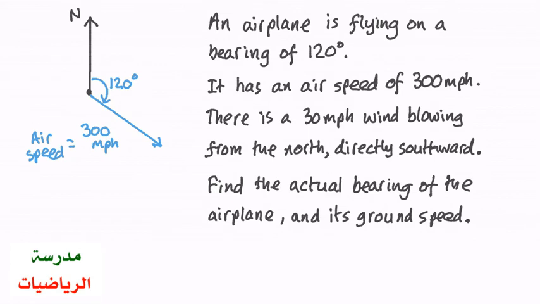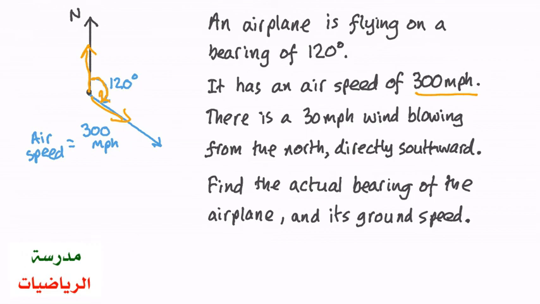Right, so here's the problem. An airplane is flying on a bearing of 120 degrees. So we start off looking north, as we have here, come around in a clockwise direction of 120 degrees. This is the direction that our plane is flying in. It has an airspeed of 300 miles per hour. Now that means that it's travelling at 300 miles per hour in relation to the air around it.